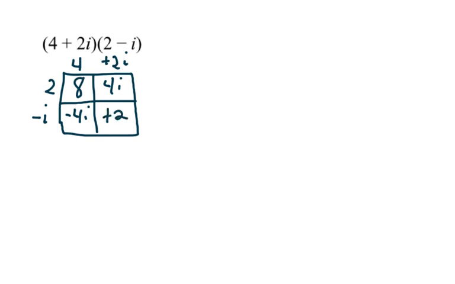Again, let's try it again. It's 2 times negative 1, which is negative 2. And then i times i is i squared, which is negative 1. And negative 2 times negative 1 is positive 2. Cannot forget that sign change.